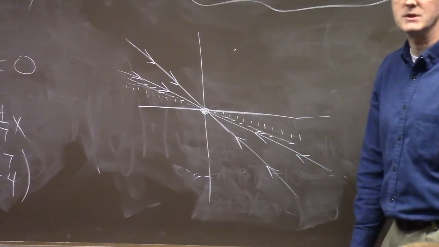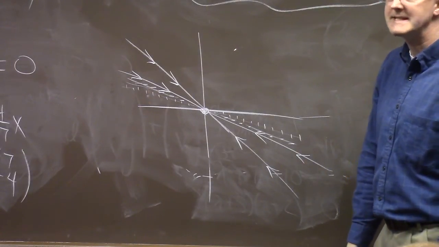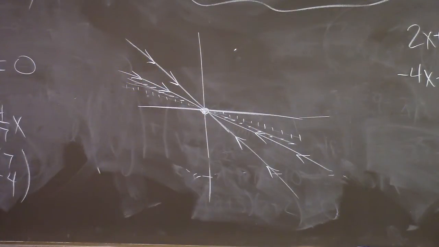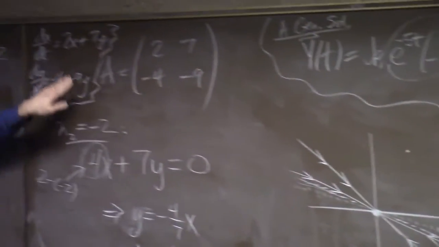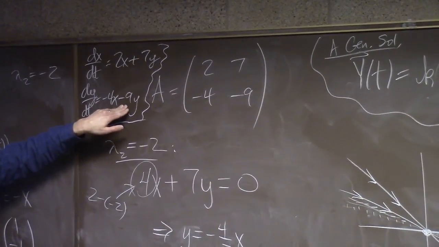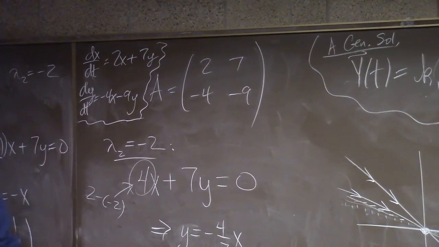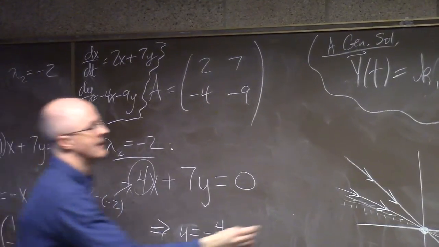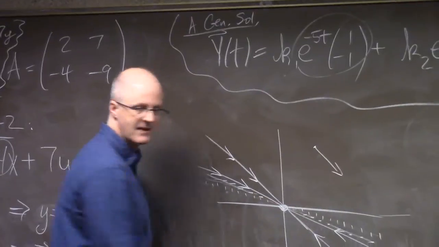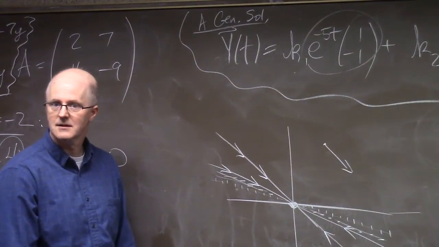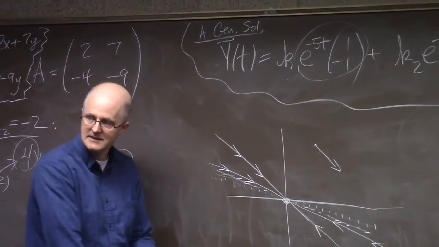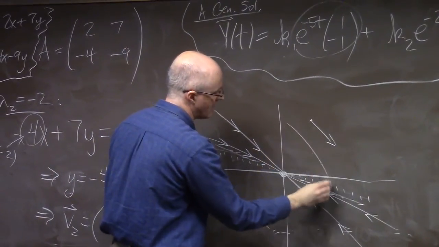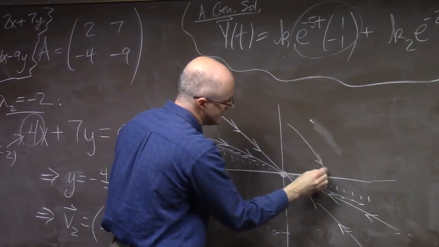Pick a point up in the first quadrant. What are the signs of dx/dt and dy/dt? If you pick a point in the first quadrant, x and y are both positive, making that quantity positive and this quantity negative. dx/dt is positive, dy/dt is negative. The solution curve has to be pointing toward the southeast. The vector field has a vector pointing toward the southeast. Solution curves have to be going toward the southeast here, which makes sense now looking at these lines.